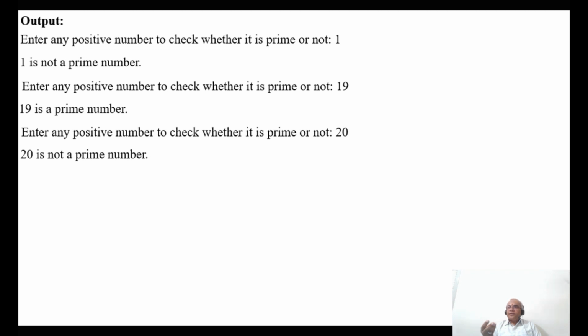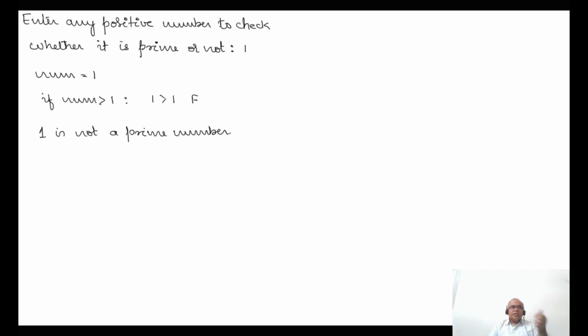But every time you need not check. Once you apply a break statement, the moment the first number gives a remainder equal to 0, you need not check again. So that is the reason why we are applying the break statement. Now we will go to this. So enter any positive number to check whether it is prime or not.